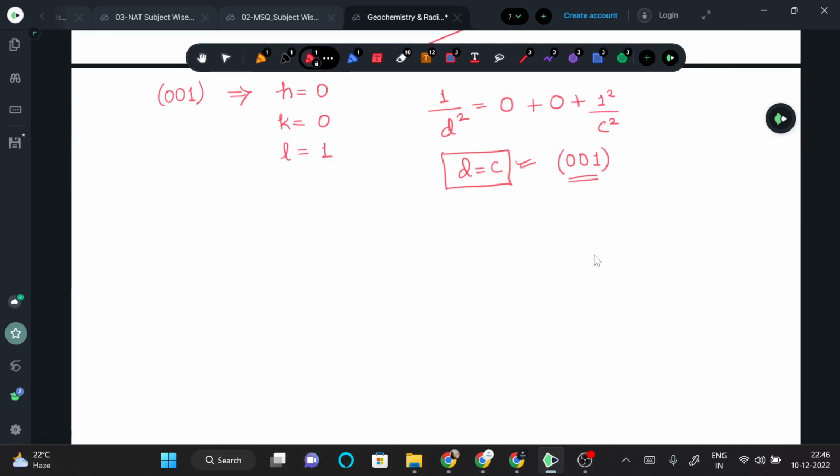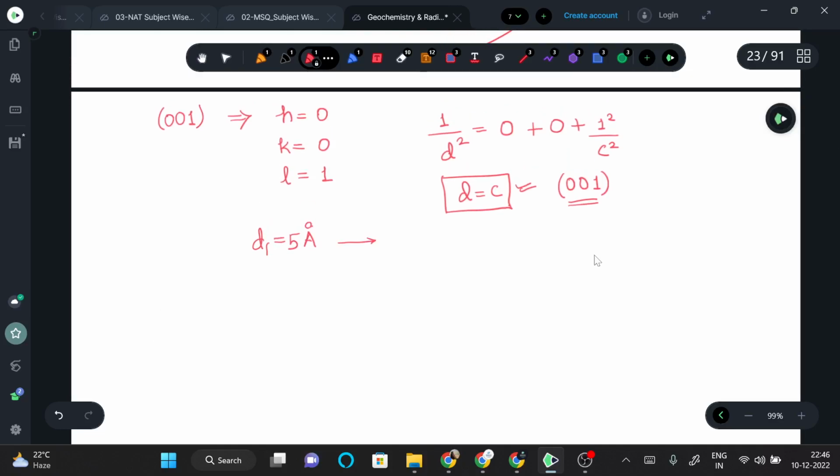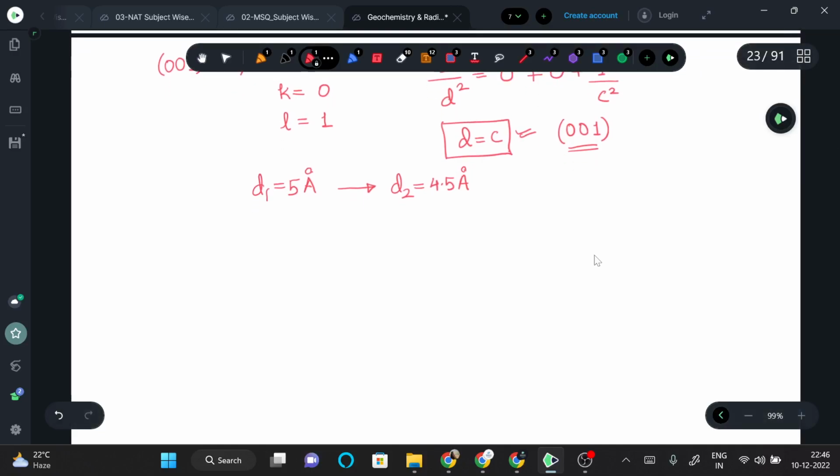Now D is equal to C. So now D1 is 5 angstrom. That means the D spacing in the first case, the undeformed one, is 5 angstrom. And when it is deformed or compressed, then D2 is 4.5 angstrom. So we get D values for both the cases, right? Now we will use Bragg's law. Bragg's law is 2D sine theta is equal to n lambda. So for the first case, 2D1 sine theta 1, there will be some other angle value, is equal to n lambda. Lambda would be the same because the same X-ray is used, right?